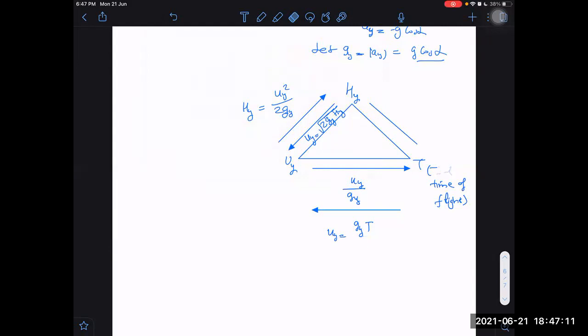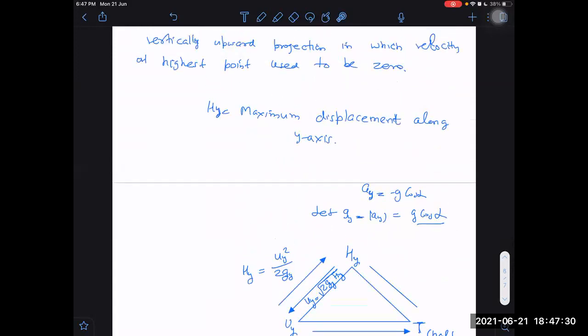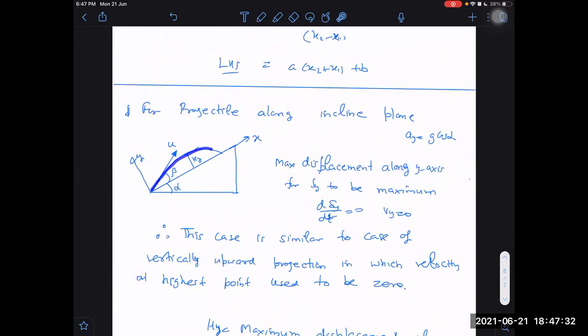Let us not consider it as the total time of flight. Let us consider t as half the time of flight. I don't know what I should call it. It is the time taken to reach the maximum height. I cannot call it the time of ascent, because ascent is up to this height, but we are talking about the time up to the maximum displacement. This time will be the same as this time.